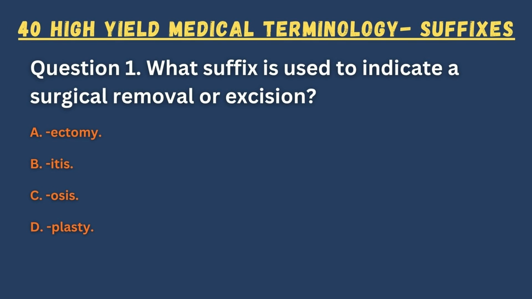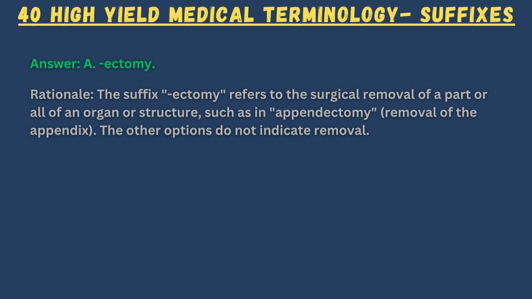Question 1. What suffix is used to indicate a surgical removal or excision? A. Ectomy. B. Itis. C. Ossis. D. Plasty. Answer: A. Ectomy. Rationale: the suffix ectomy refers to the surgical removal of a part or all of an organ or structure, such as in appendectomy, removal of the appendix. The other options do not indicate removal.